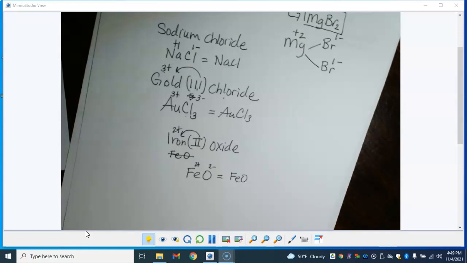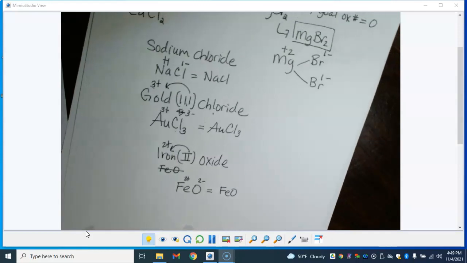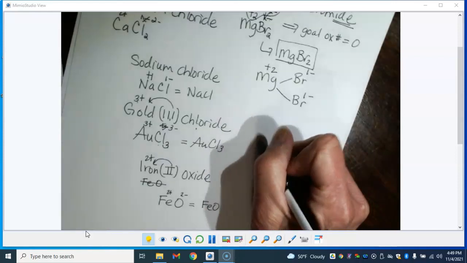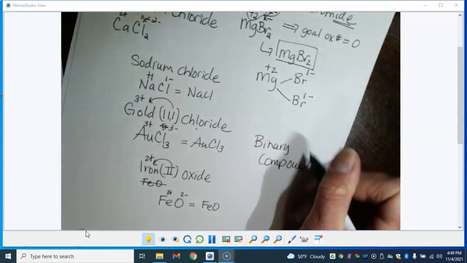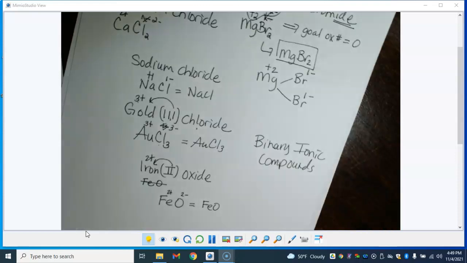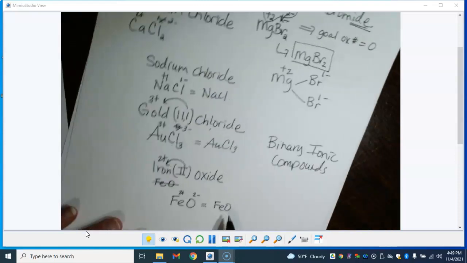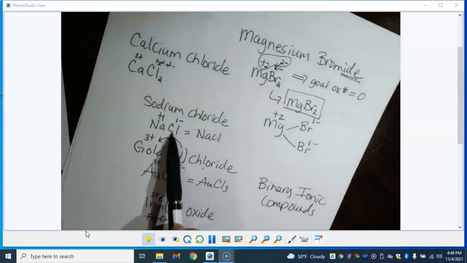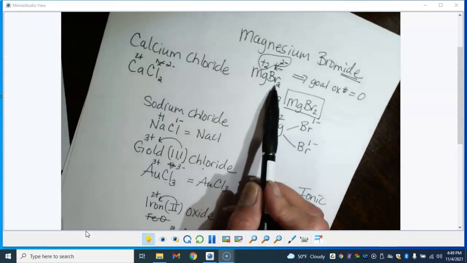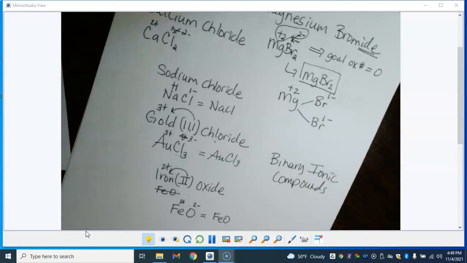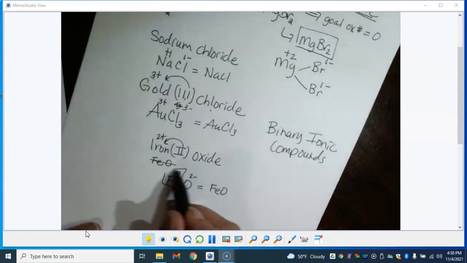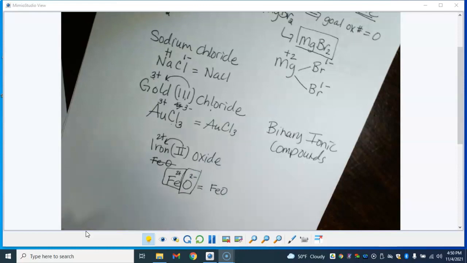Okay, so far, every single one of these compounds that we've written formulas for were binary ionic compounds. Every single one of them: iron and oxygen, gold and chlorine, sodium and chlorine, calcium and chlorine, magnesium and bromine. We were just simply dealing with two monoatomic ions. So this guy is a monoatomic ion, and this guy is a monoatomic ion. It's not always that simple, okay?